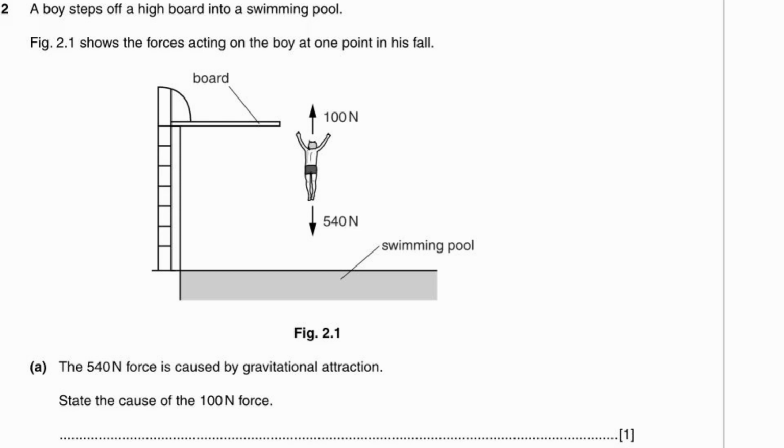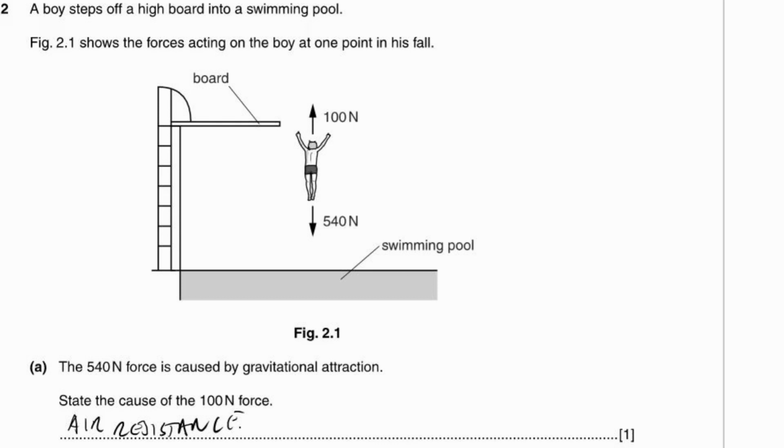State the cause of the 100 Newton force. Okay, so we get 540 newtons downwards, 100 newtons upwards, resisting the force. That is the force of air resistance. Alright, so that's 100 newtons, a force due to air resistance, and that's a lot of air resistance.